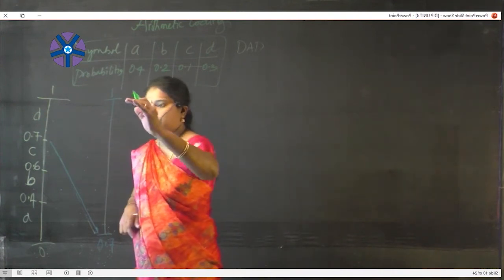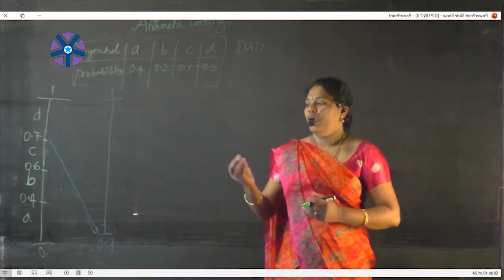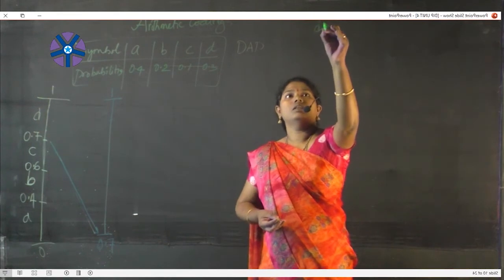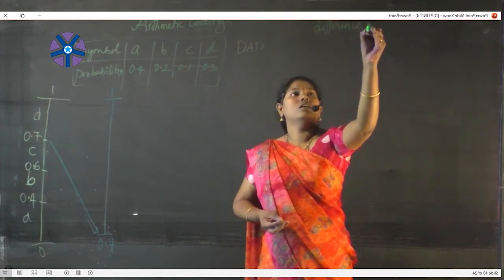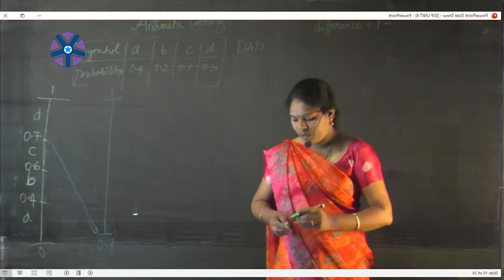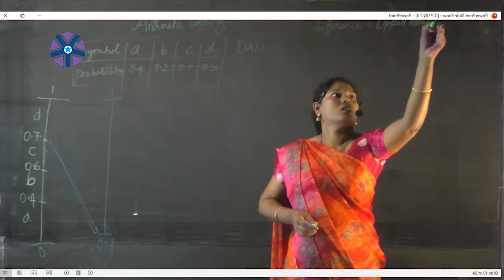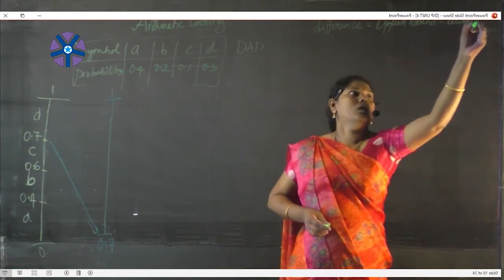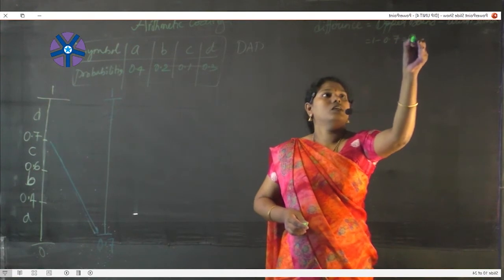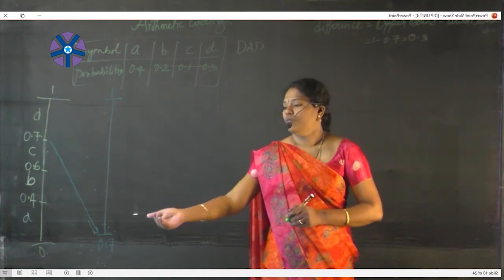Now this range has to be represented again for all the symbols. For that we require the difference, and for each symbol its range. The difference is nothing but the upper bound minus the lower bound, that is 1 minus 0.7, which is equivalent to 0.3. Now we have the difference.